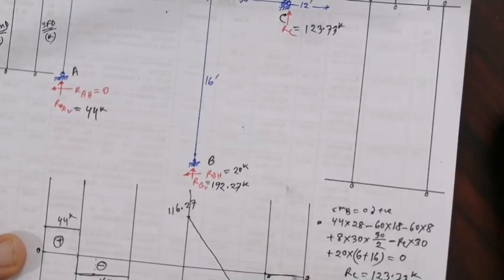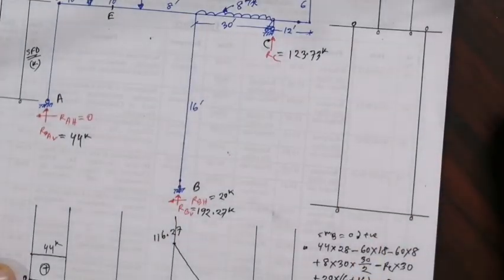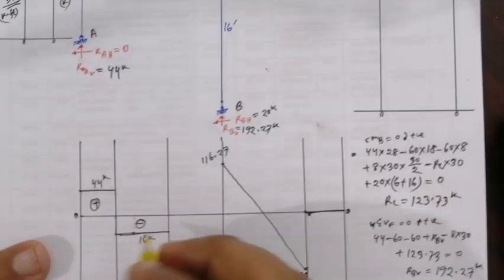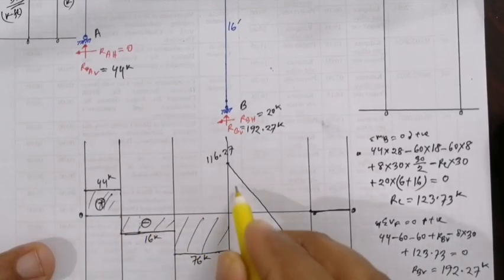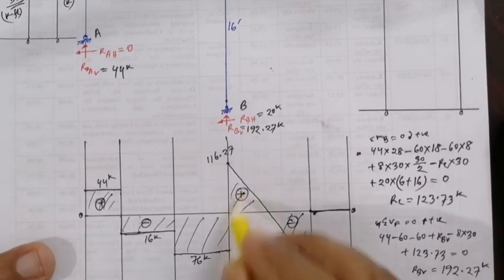And this goes straight, there is no force available here, so this is also 0. So this is our SFD; this is negative, this is positive.